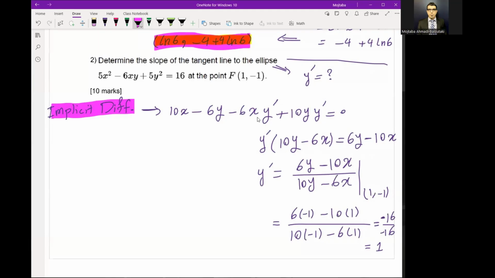Don't forget the y prime. The same for this term. So that would be 10y, but then y prime. So we're going to factor for y prime, right? And then y prime becomes this: 6y minus 10x over 10y minus 6x. At this point, with the coordinate of x being 1 and y being -1, we're going to substitute that for x and y in here. We're going to get a value of 1. There you go.